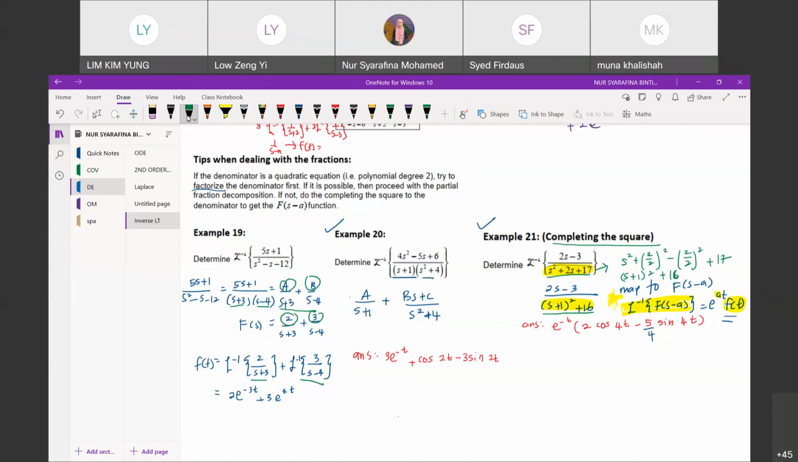Now for example 20, it is a linear factor together with the quadratic factor. So the denominator is A and also Bs plus C. Try to solve this and this is the answer. And this one cannot be factorized, so we can use completing the square. So try it. If you have problem, you can ask.